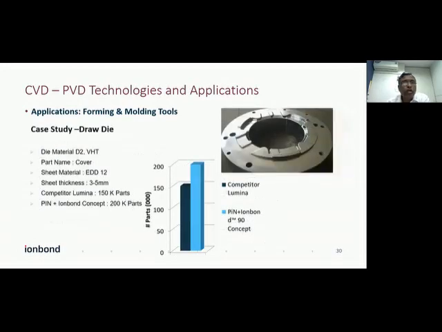This is also another draw die, where the thickness is 3 to 5 micron with a material EDD12. This is a cover of the disc brake over there, and with the concept coating, you can see we have produced 2 lakh components. So that much of the improvement is there.